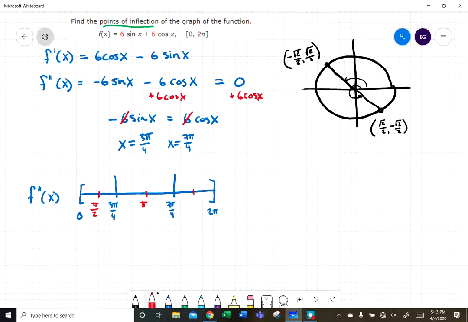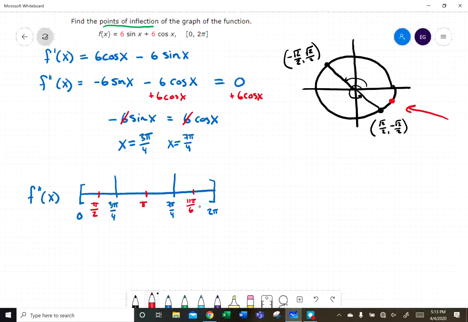And in the third subinterval, well, there's one special value. If we look over here at the unit circle, there's one special value between 7 pi over 4 and 2 pi, and that would be 11 pi over 6. So let's use 11 pi over 6.